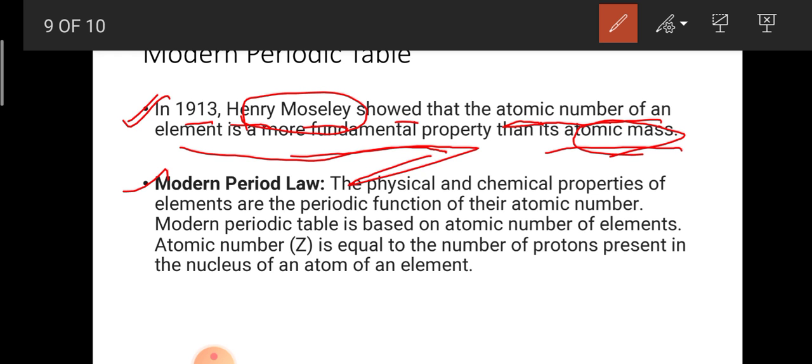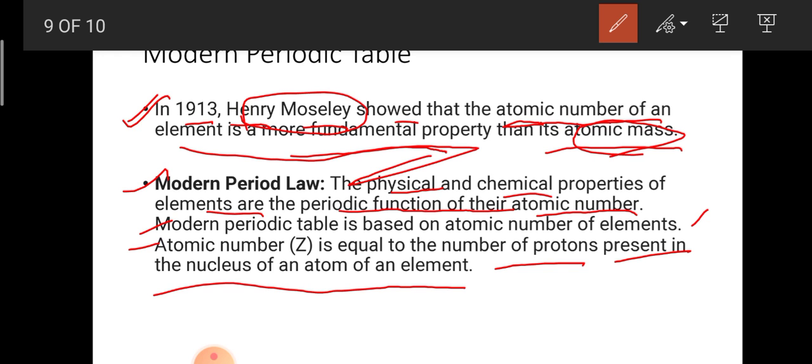So he gave the modern periodic law, and according to the modern periodic law, the physical and chemical properties of the elements are a periodic function of their atomic numbers. The modern periodic table is based on the atomic number of elements, and atomic number is equal to the number of protons present in the nucleus of an atom of an element. We already studied in class 9 that the atomic number is equal to the number of protons, and equal to the number of electrons for a neutral atom.